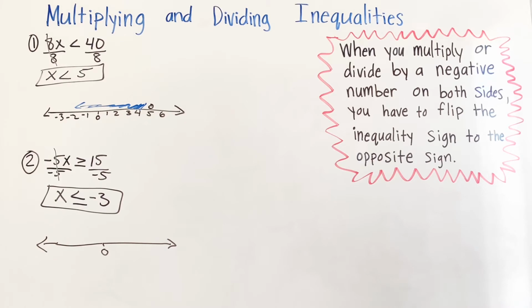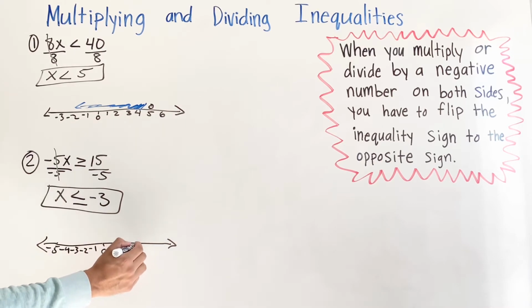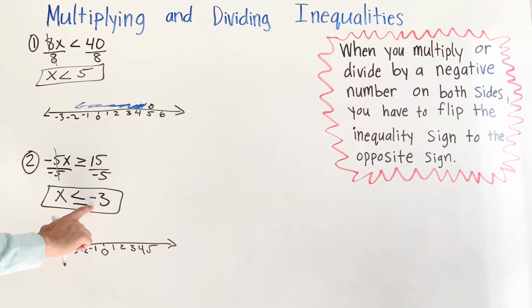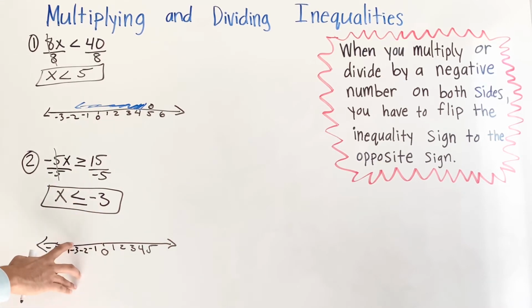We start with 0, and then we can start with negative 1, negative 2, negative 3, negative 4, negative 5, 1, 2, 3, 4, 5, and so on. You can stop whenever you want to. But we're going to start at our number. So our number is negative 3. So we're going to start here at negative 3. But remember, when you have greater than or equal to or less than or equal to, you're going to have a closed circle.